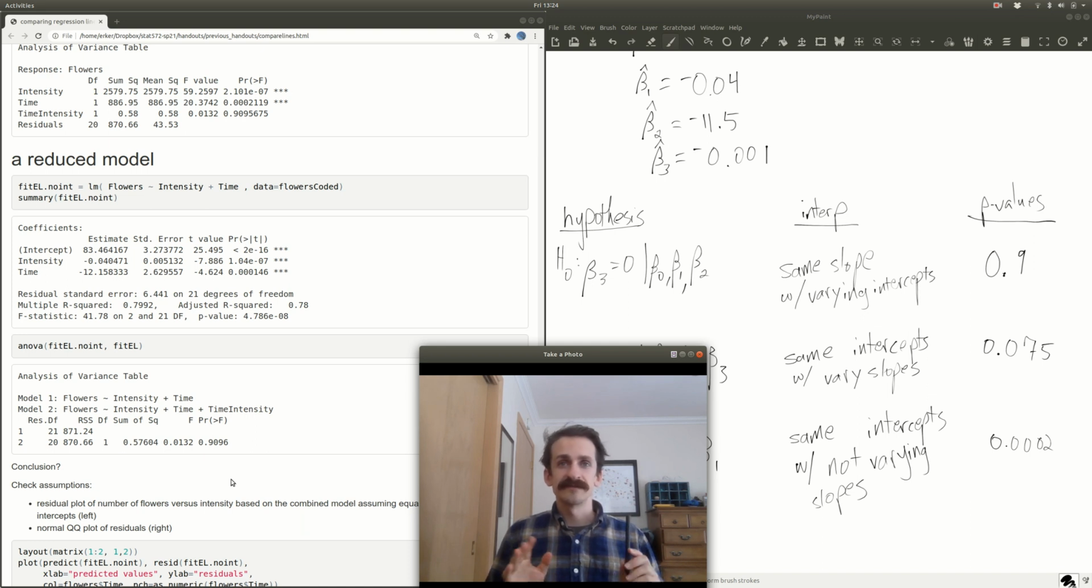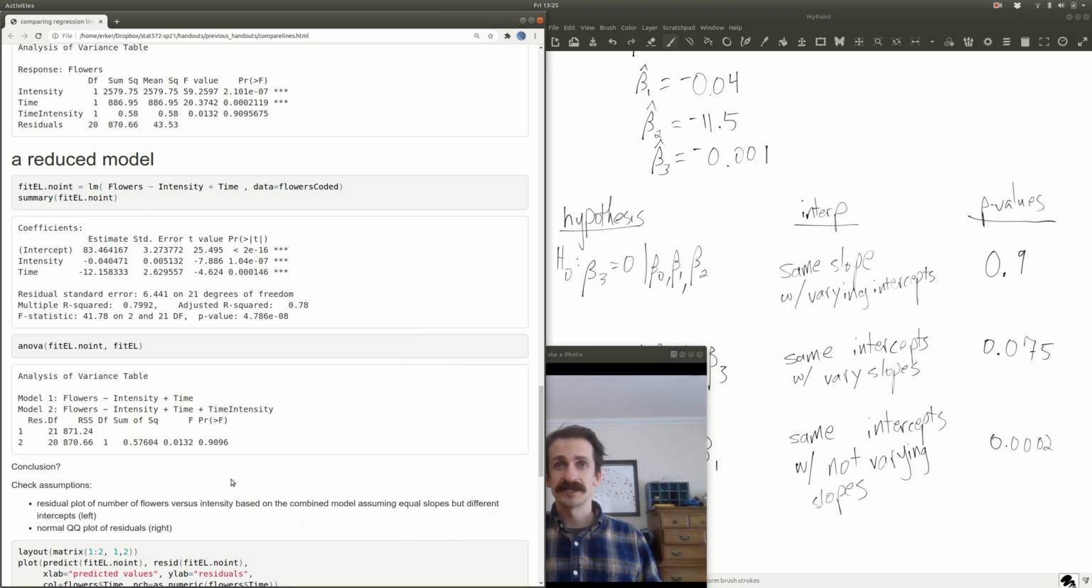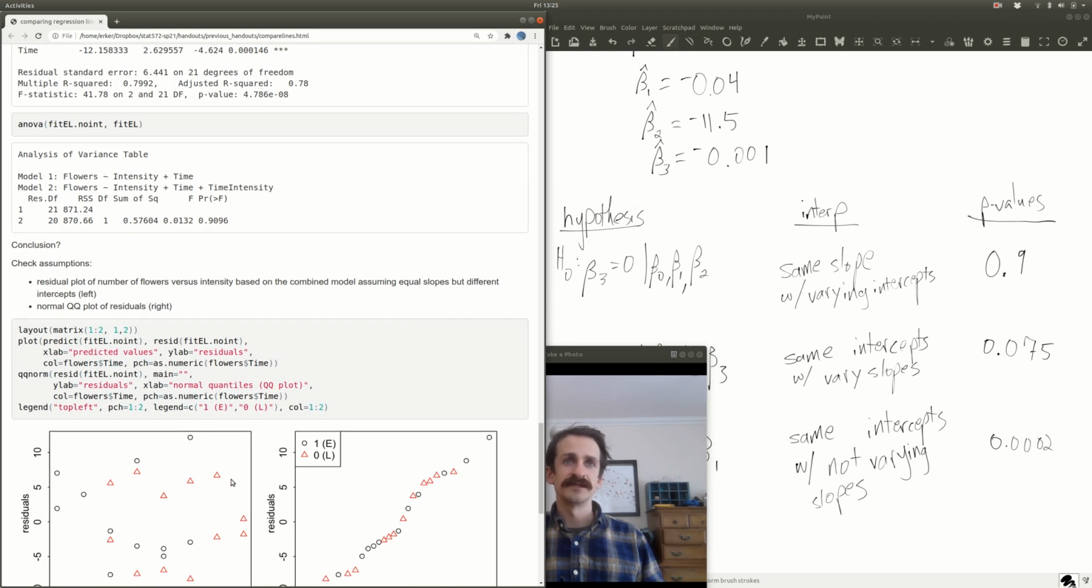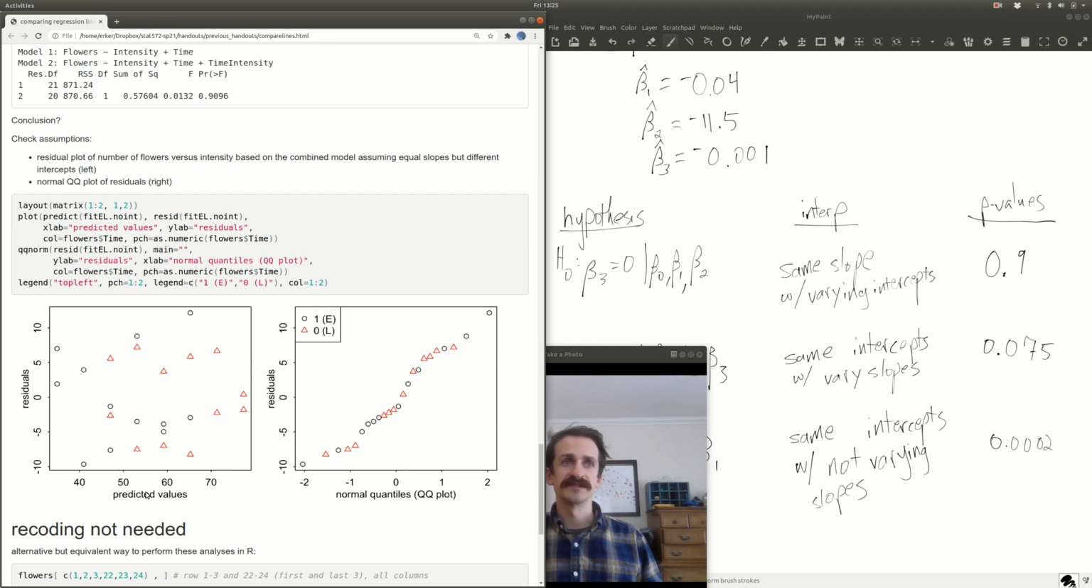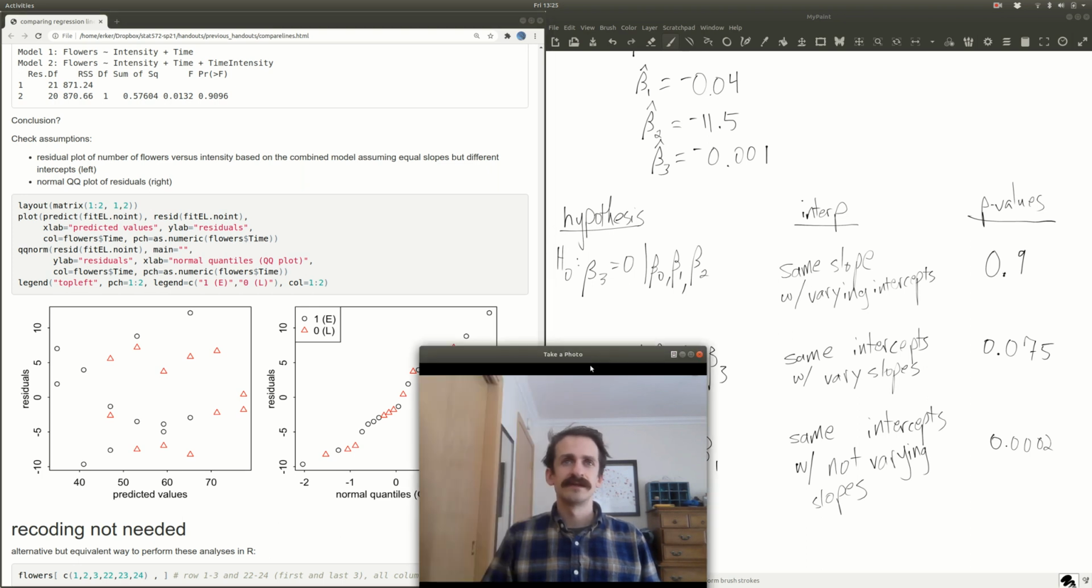Just to summarize, we should also check assumptions for our model, which you can do here. We can look at the residuals versus fitted, or what's called predicted here. There doesn't appear to be any pattern, no increasing variance or anything like that, and the QQ plot looks pretty good. So the model assumptions appear to be met, and as far as we know, the data are independent of one another.